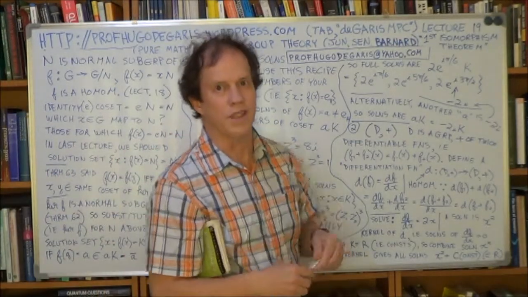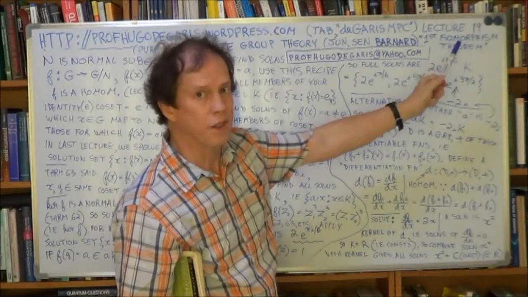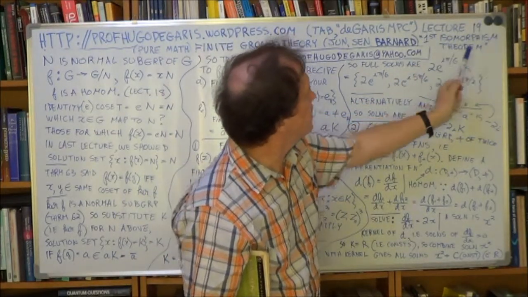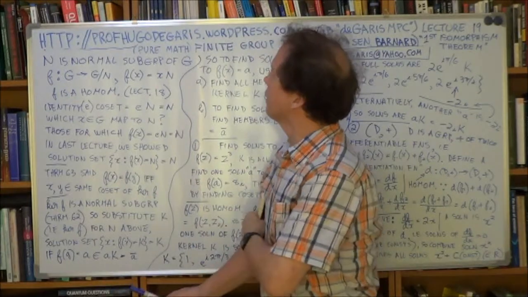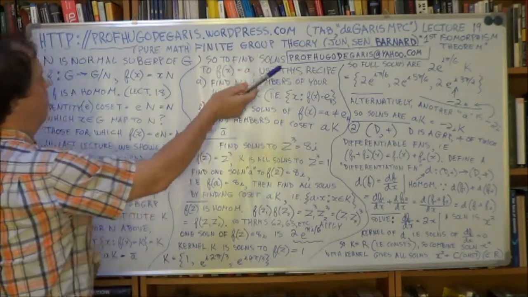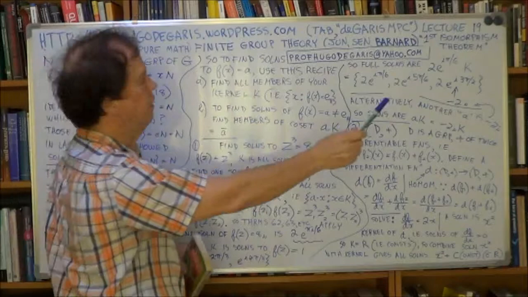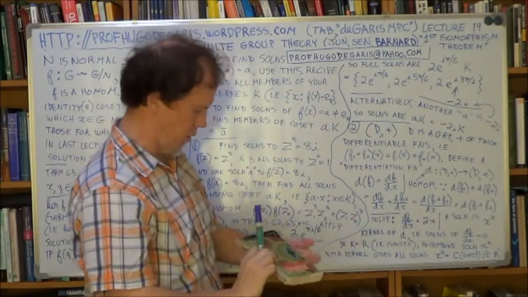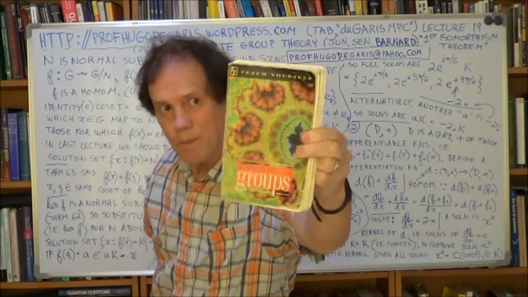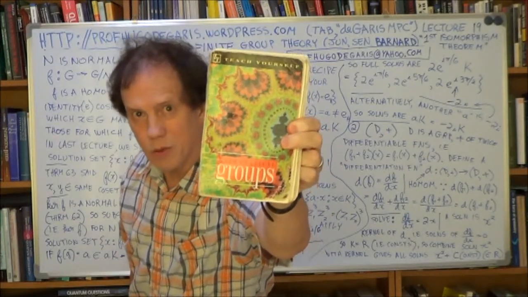This is lecture 19, the last lecture in this lecture set, this course, called the first isomorphism theorem. It's part of a pure mathematics course at junior and senior level on the topic of finite group theory. The first author of the textbook that I use is Barnard. Here's the text. It's in the Teach Yourself series called Mathematical Groups.